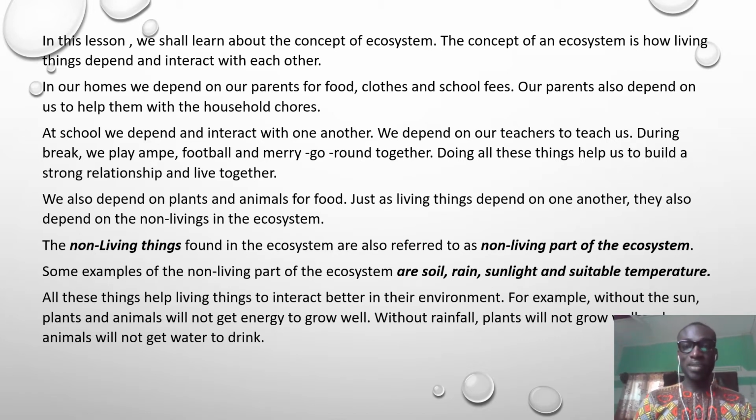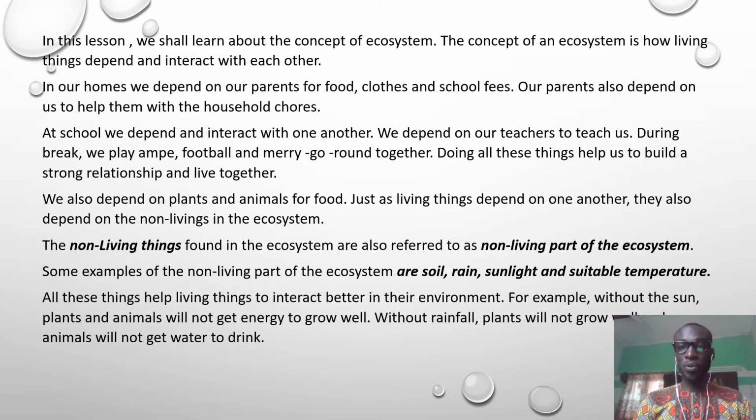Just as living things depend on one another, they also depend on the non-living things in the ecosystem. The non-living things found in the ecosystem are also referred to as non-living parts of the ecosystem. Some examples of the non-living parts of the ecosystem are soil, rain, sunlight, and a suitable temperature. All these things help living things to interact better in the environment.